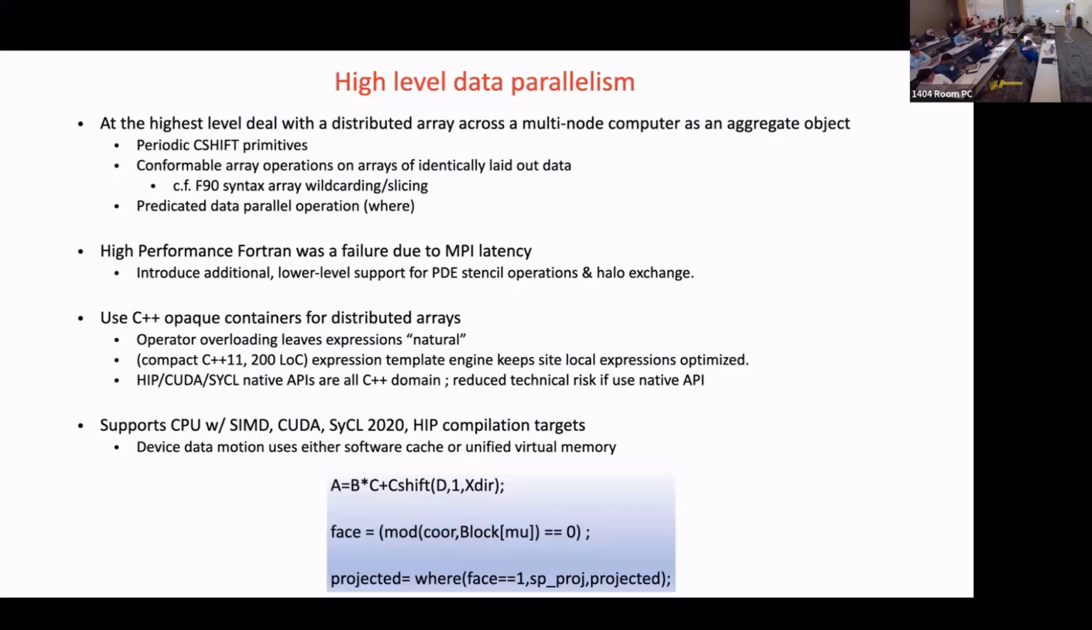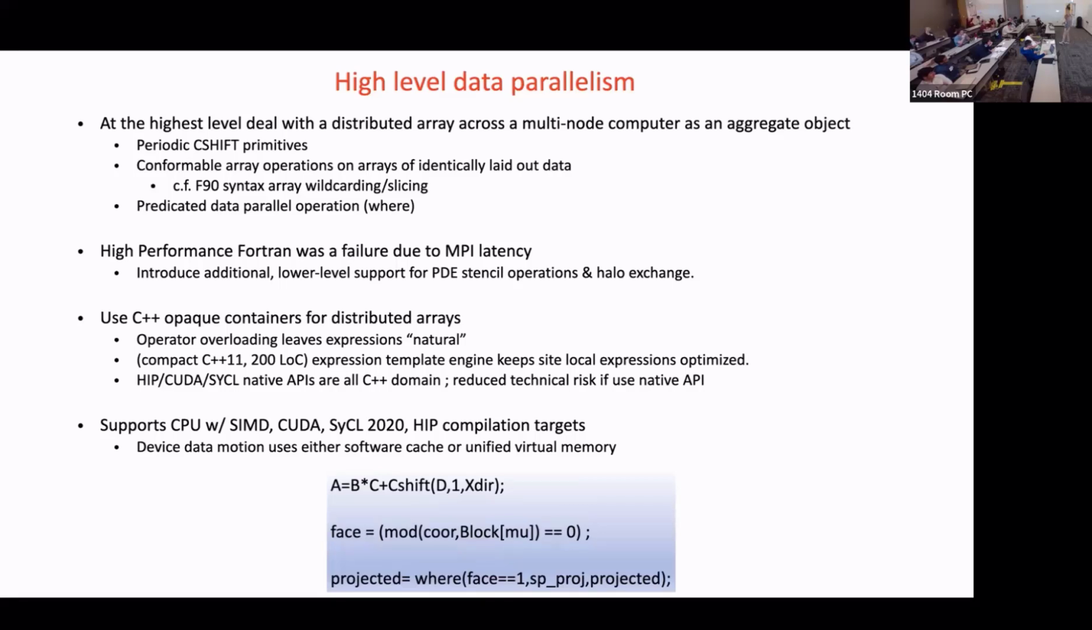Sorry. So yeah, we use these C++ opaque containers. We learned all the lessons we could from all of the expression template guys like Veldhuizen and so on. We have an expression template engine in Grid. C++11, I'm relatively proud of this. We have about a 200 line of code expression template engine in Grid that is enabled by C++11.